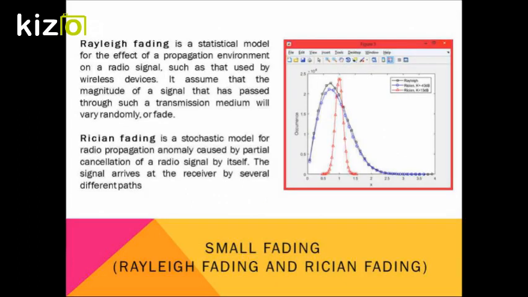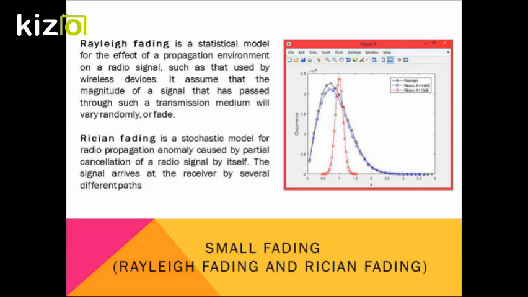For small-scale fading, we use Rayleigh fading and Rician fading channels. Rayleigh fading is a statistical model for the effect of a propagation environment on a radio signal. It assumes that the magnitude of a signal that has passed through such a transmission medium will vary randomly, or fade. It is most applicable when there is no dominant propagation along a line of sight between the transmitter and receiver.